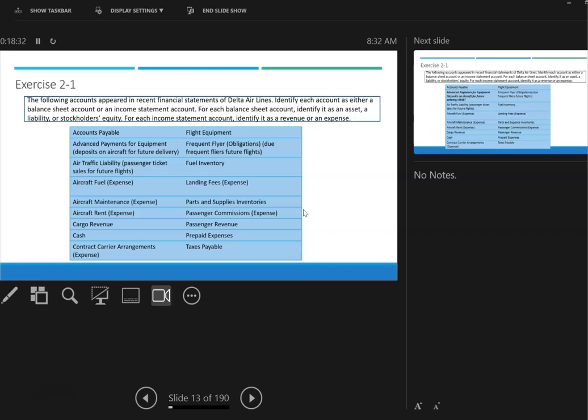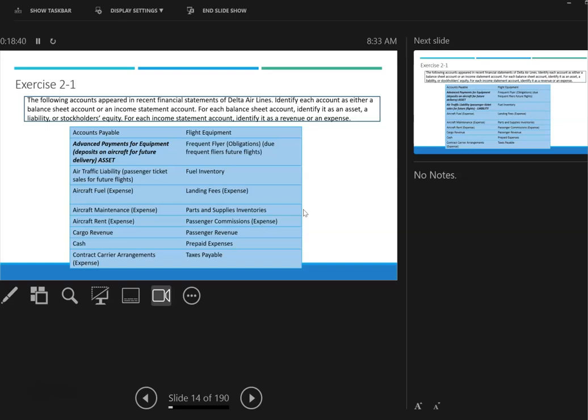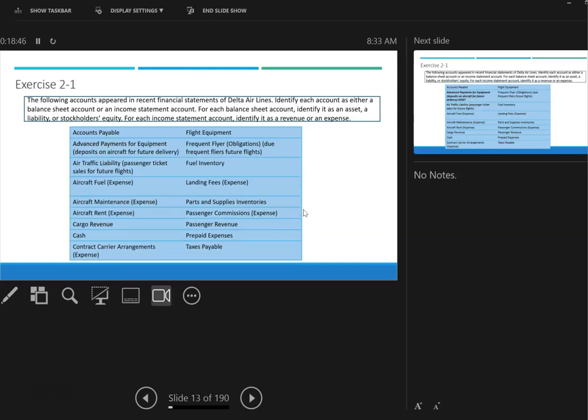Revenue, an income statement account, are revenues and expenses. Okay? So like a dummy in this one, I forgot the top one here, accounts payable. I don't know why. Let's just start with accounts payable. What is accounts payable? Liability, and it goes on the balance sheet, right?